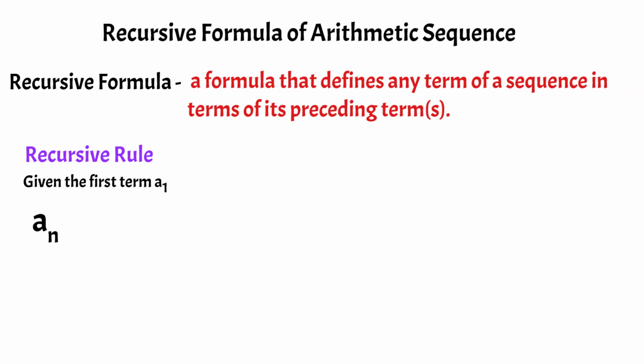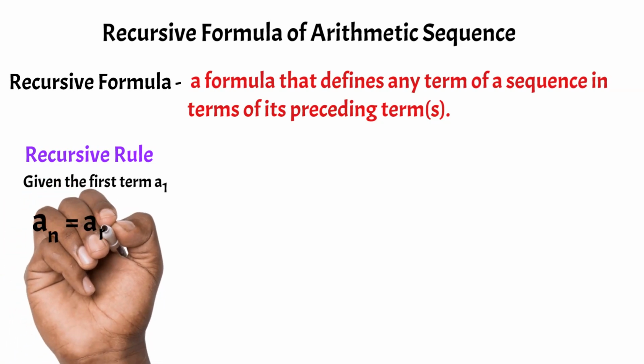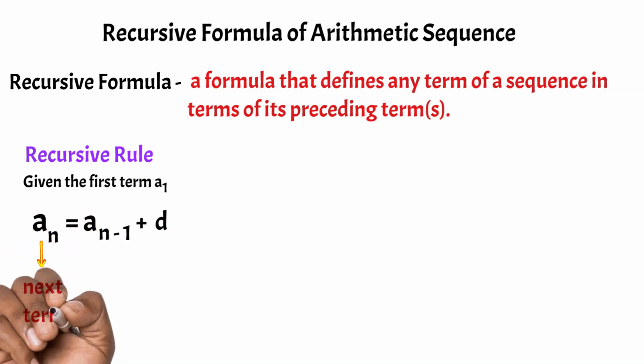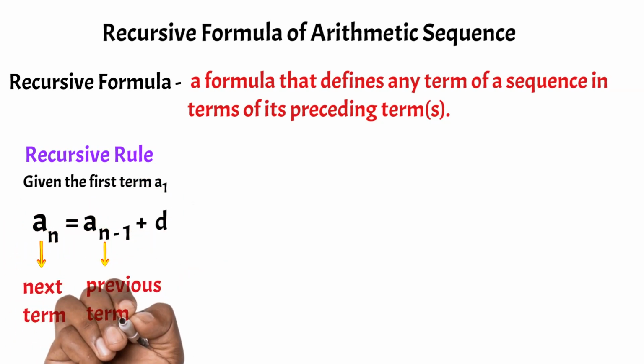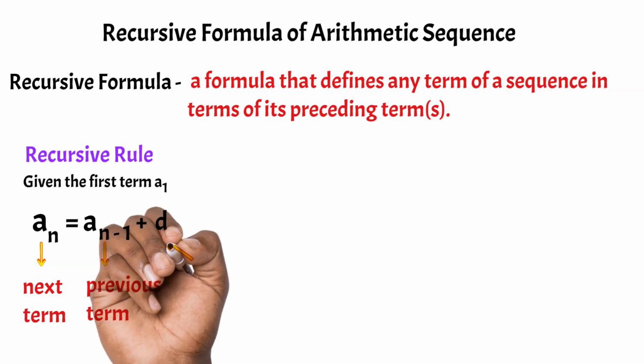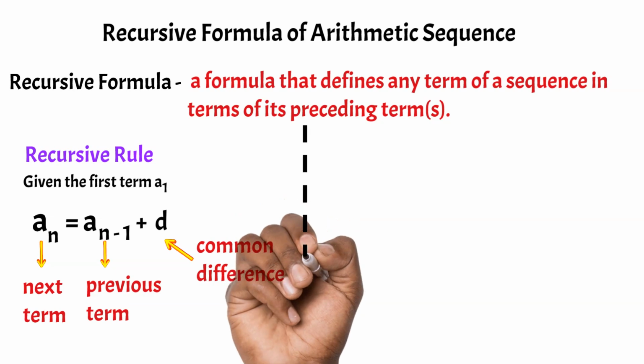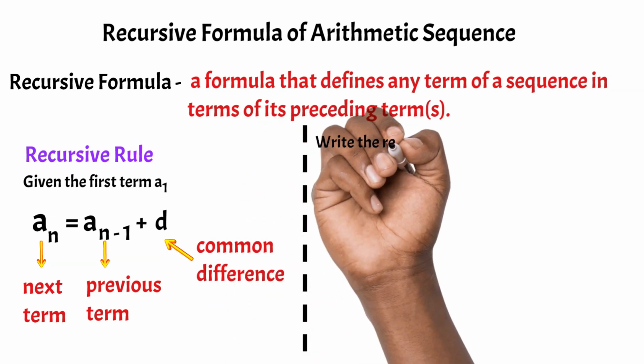The recursive rule states a sub n, which is the next term, equals a sub n minus 1, which is the previous term, plus d, which is the common difference. Just remember, we need the previous term in order to get the next term. Now let's look at a couple of examples.